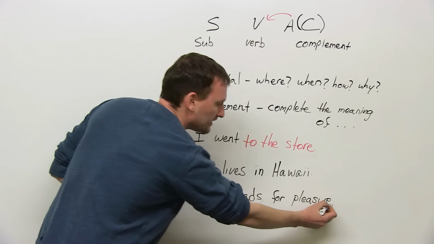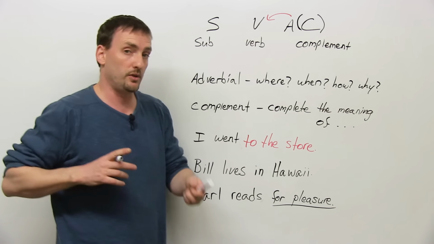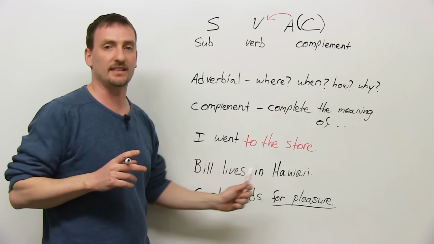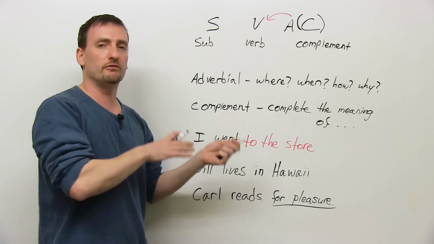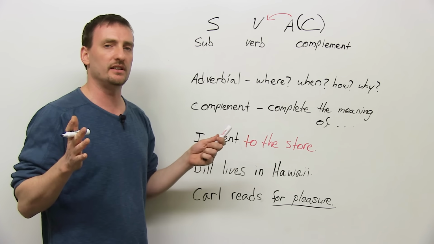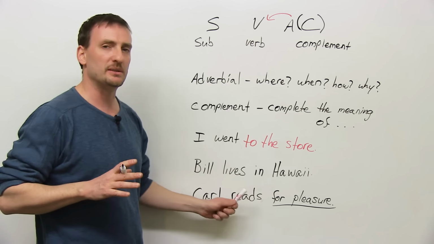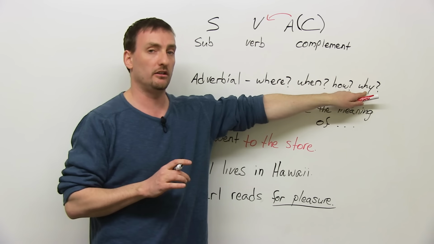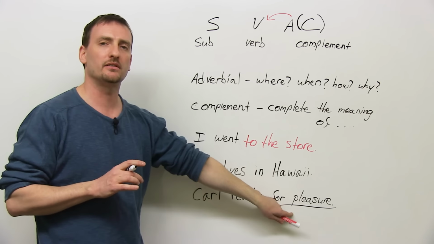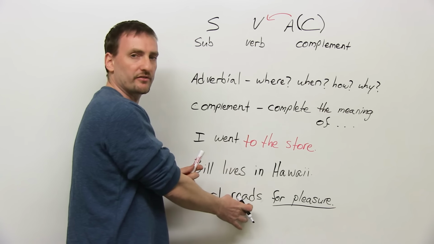I need this piece of information to complete the idea, to complete the meaning of this sentence. Carl reads books and Carl reads for pleasure are two completely different sentences. They have completely different meanings. If I want to specify a particular meaning, I want to tell you why he reads, then I have to add this complement. I have to add this adverbial to complete the meaning of this verb.